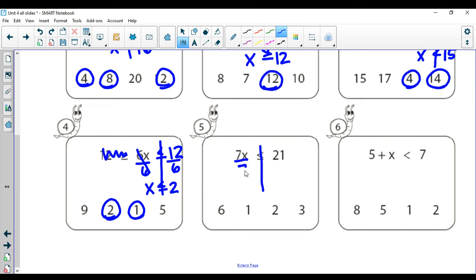For the next one, I'm going to go ahead and divide through by 7 on both sides. X is less than or equal to 3. So I have 3 and 2 and 1 would all work.